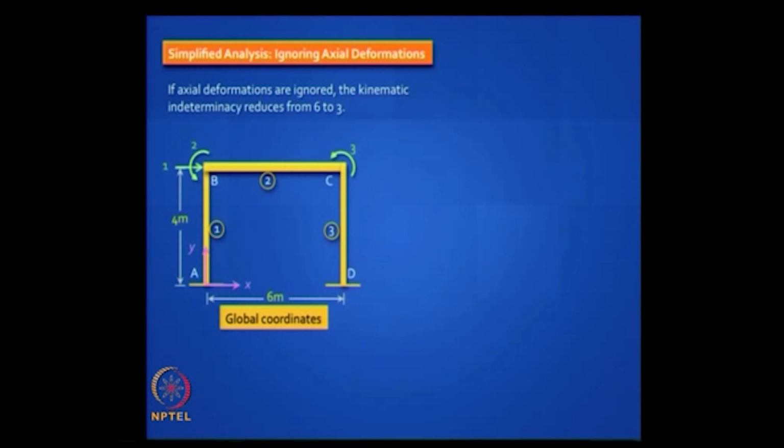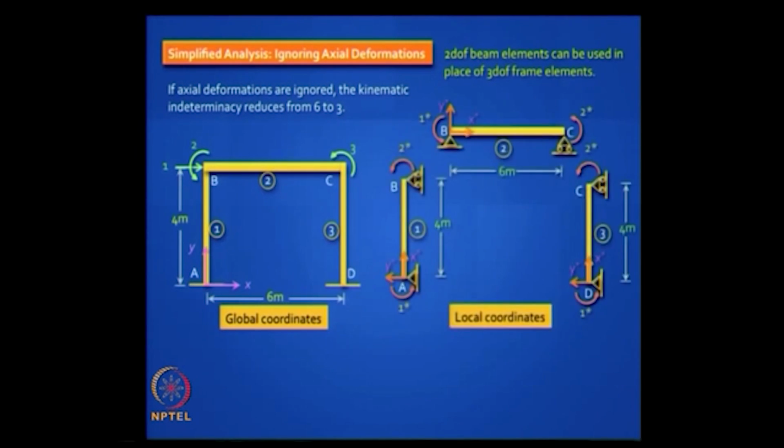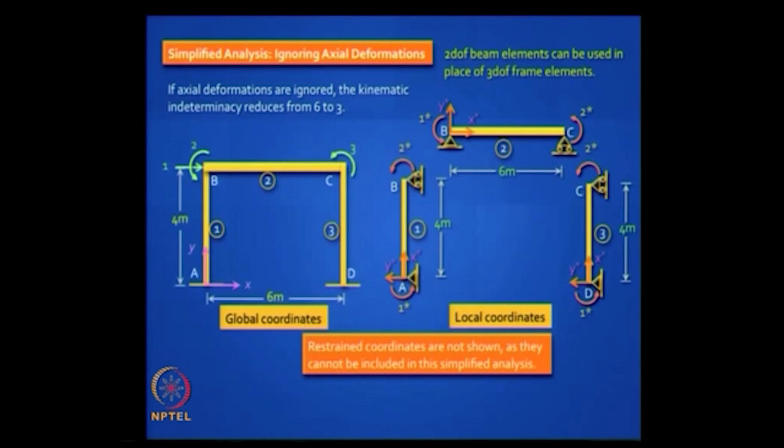So it is a massive reduction of effort, and let us not waste time in calculating reactions through this technique. So we do not even put global coordinates for reactions. So from a 12 degree of freedom model you are now a 3 degree of freedom model at the structure level. So it is a tremendous saving in effort, okay. So the 2 degree of freedom beam elements can be used in place of 3 degree of freedom frame elements. So we throw away the axial degree of freedom, that is it. So you have 1 star, 2 star for each of the 3 elements, and the restraint coordinates are not shown as they cannot be included in the simplified analysis.